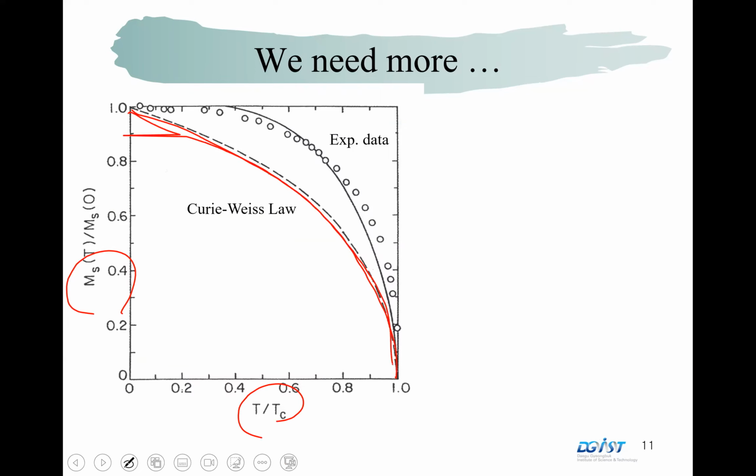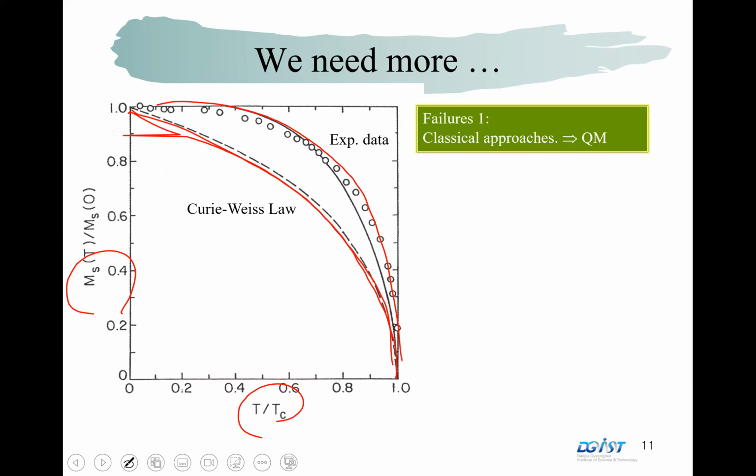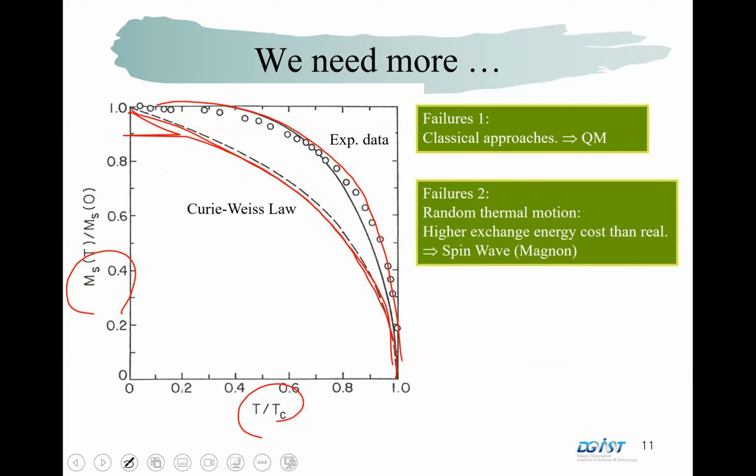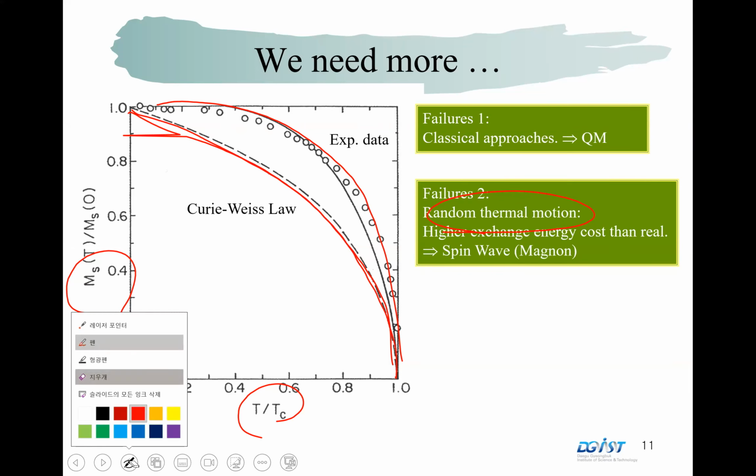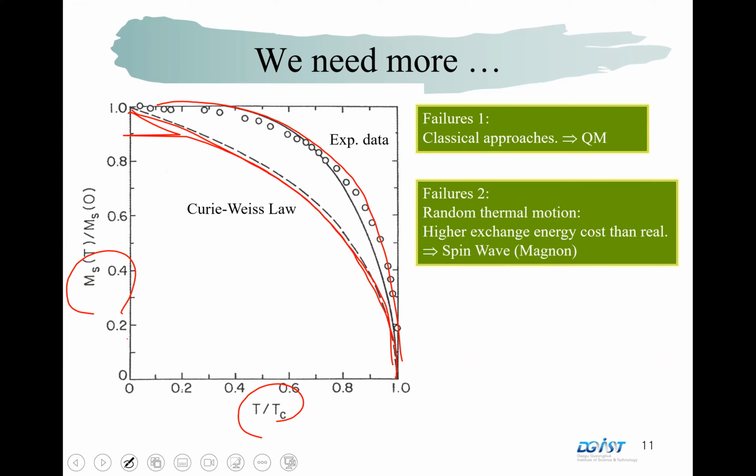But the experimental data shows overall similar behavior, looks fine, but there are finite deviations. So the reason for this deviation is that we use a classical approach, and we talk only about the random thermal motion, but in reality we need to consider some kind of excitation of the spin system. So this is what we call a spin wave.